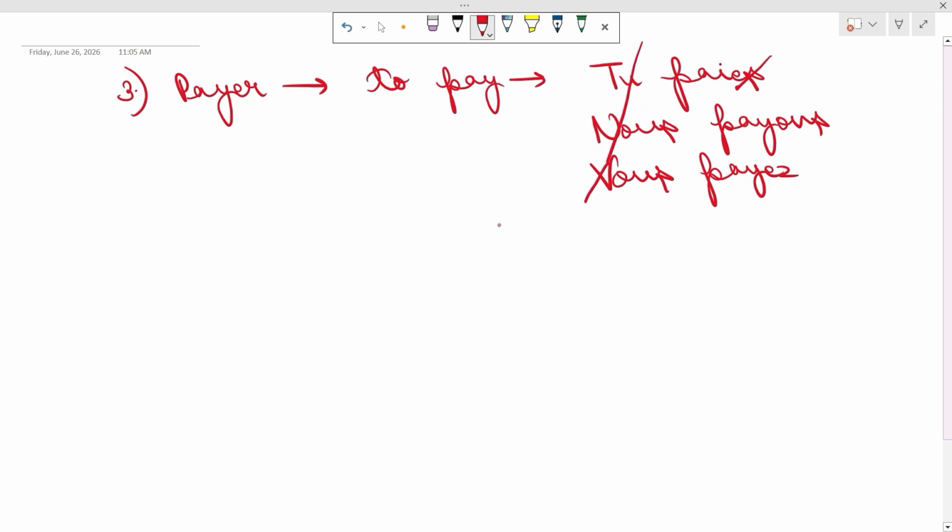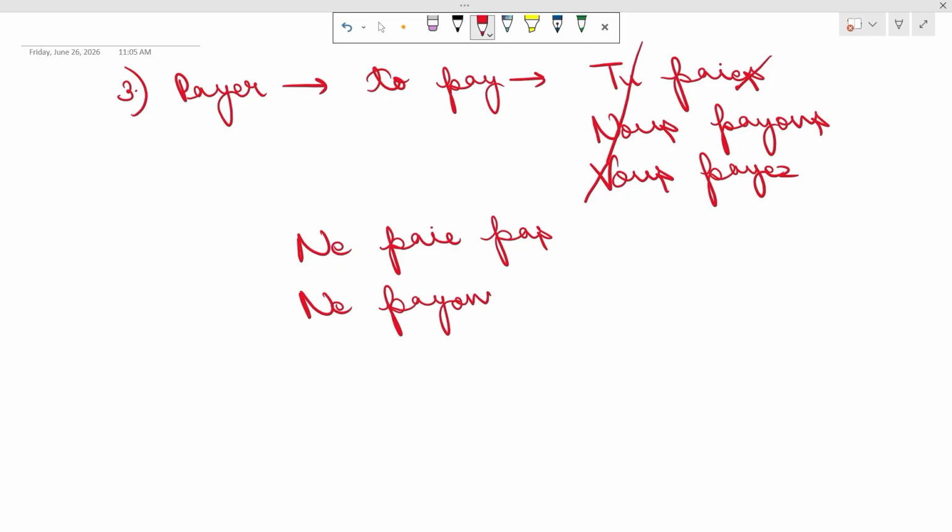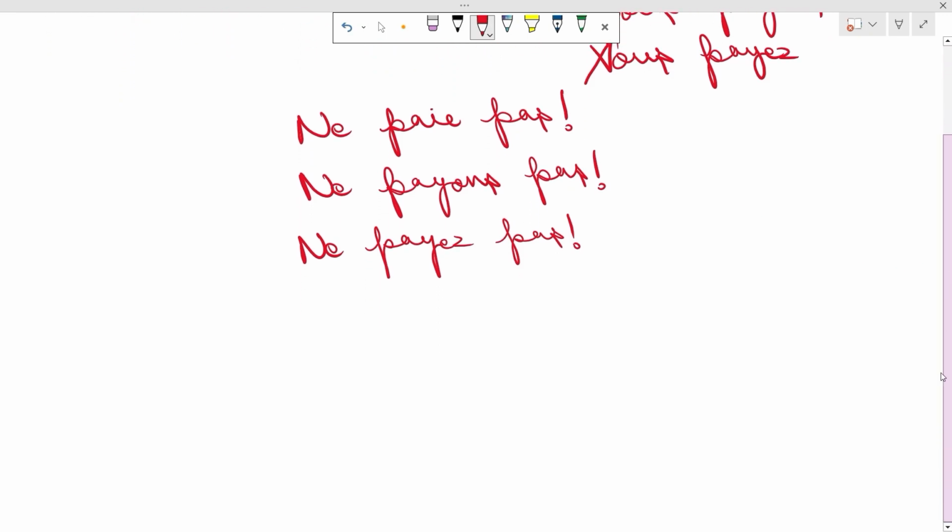So the first step was ne paie pas, ne payons pas, and ne payez pas. Then the last step, fifth, was put the exclamation mark. Imperative negative of payer.